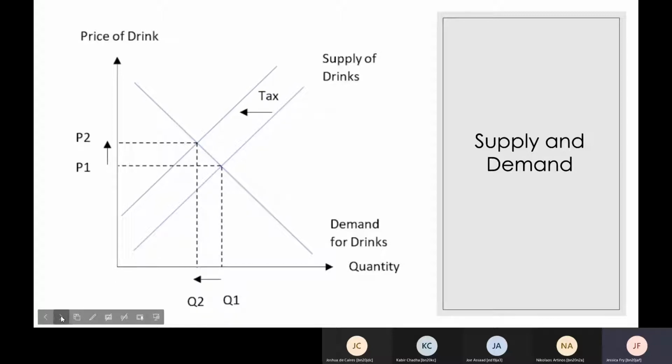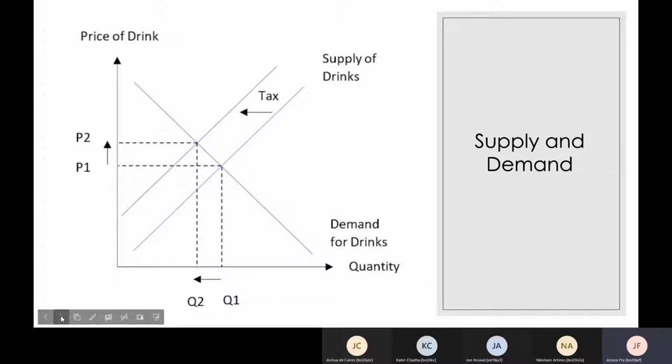The decrease in supply, illustrated by a shift in the supply curve to the left, results in an increase in price. This is shown by a shift from P1 to P2 in the diagram. Subsequent to the increase in price is a fall in demand, demonstrated by a shift from Q1 to Q2. However, the extent of the fall in demand can depend on the elasticity of demand for fizzy drinks.